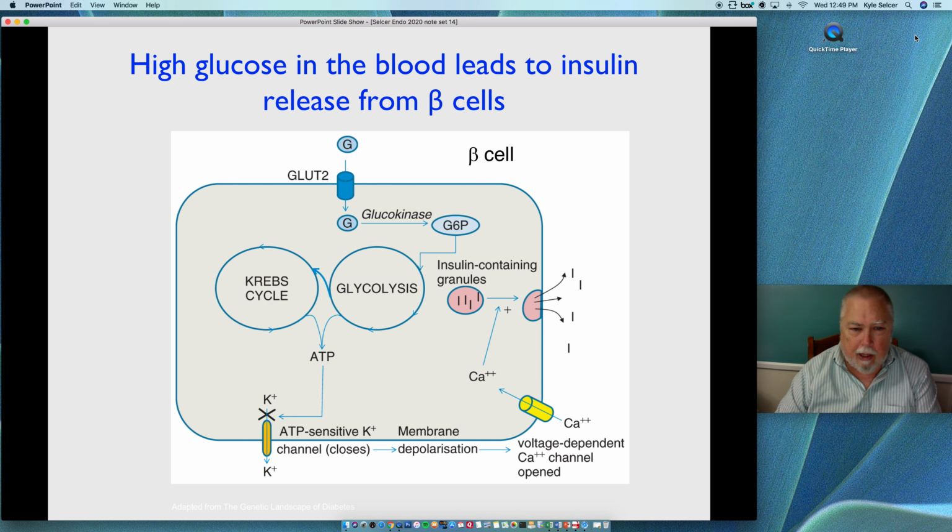Those ATPs, as they build up and start to exceed the amount of ADP by some amount, 7-fold or so, actually inhibit a potassium channel that's located in the membrane. It's called the ATP-sensitive potassium channel. It closes when there's a lot of ATP. Well, that causes membrane depolarization, and that causes the opening of voltage-dependent calcium channels. So those voltage-dependent calcium channels start letting calcium in.